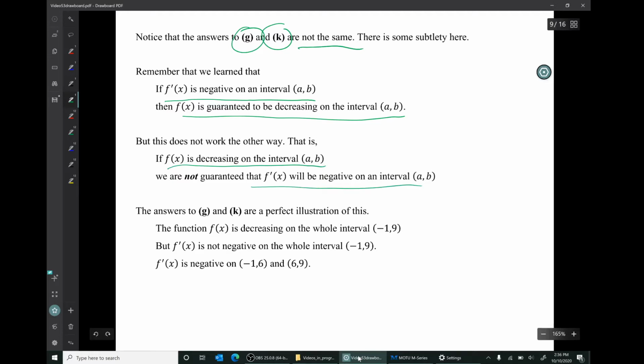So what we just saw was our function f was decreasing on the whole interval from negative 1 to 9. But f prime is not negative on the whole interval. F prime is only negative on these two chunks of the interval.